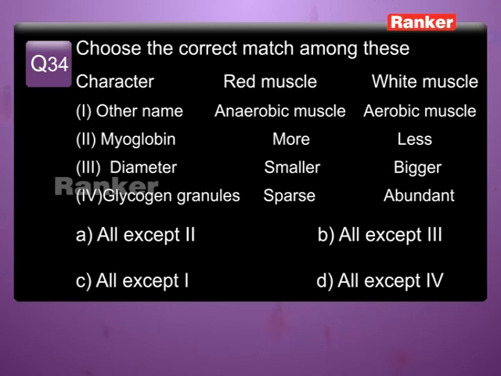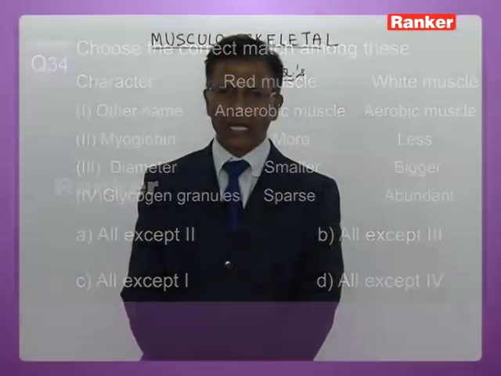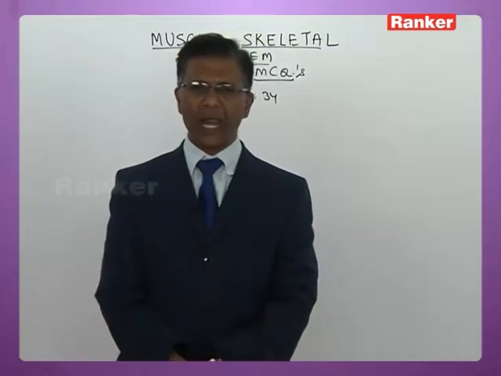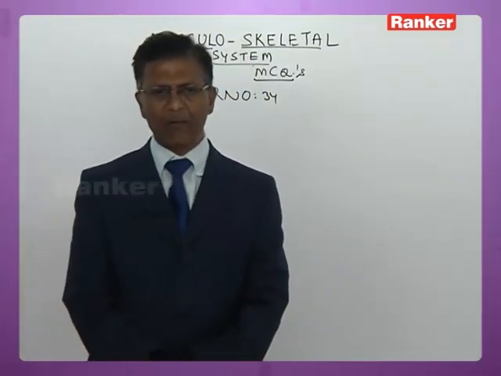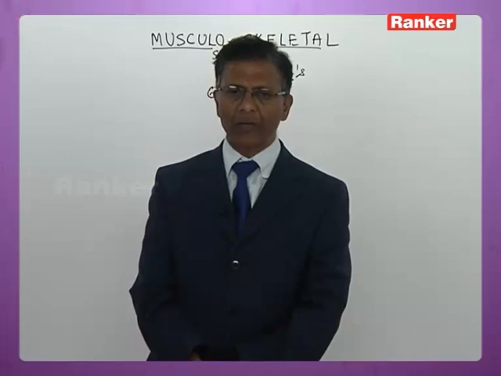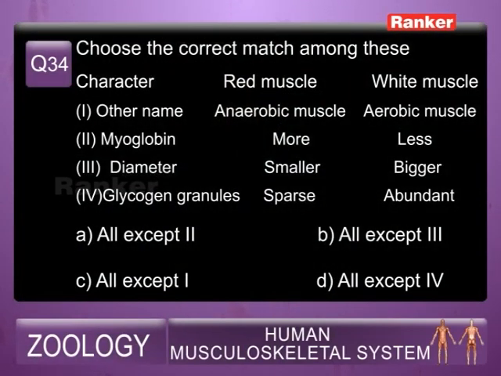Okay. So among these here now, the red muscle is aerobic muscle, white muscle is anaerobic muscle. That is the wrong option here now. Remaining options are correct. Red muscle has got more amount of myoglobin, white muscle has got less amount of myoglobin. Red muscles are small, white muscles are large. Red muscles have less amount of glycogen, white muscles have more amount of glycogen. So the answer is C for this. That is, except first option, remaining options are correct. So the answer is C.